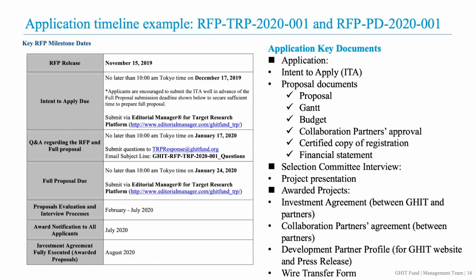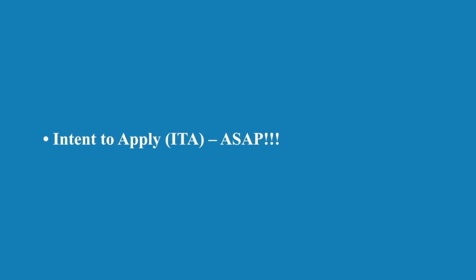Here is just a brief look at the timelines. This is the current request for proposals. The request was released in November, and if you're going to apply, do it by December. Now, a key point here is that you're encouraged to submit your intent to apply as soon as possible. Because one of the things to do if you're trying to write a good proposal is to allow yourself enough time to do it. So you need to get that in as quickly as possible.